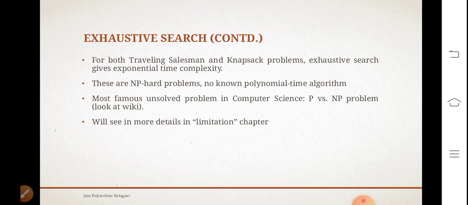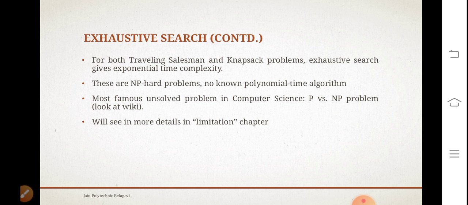For both the traveling salesman and knapsack problems, exhaustive search gives exponential time complexity. These are NP hard problems, with no known polynomial time algorithms. The most famous unsolved problem in computer science is the P versus NP problem. You can go through that on Wikipedia and in other study materials. We'll be learning these things in more detail in the limitations chapter.